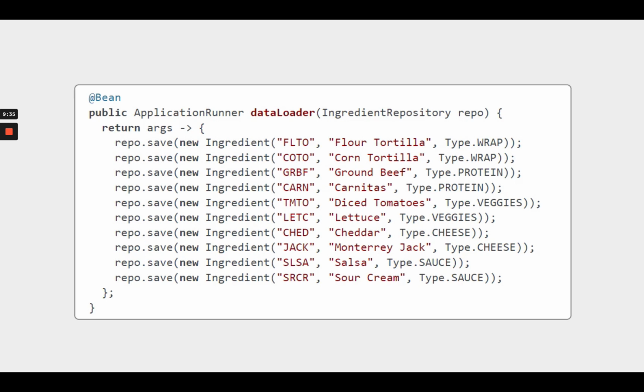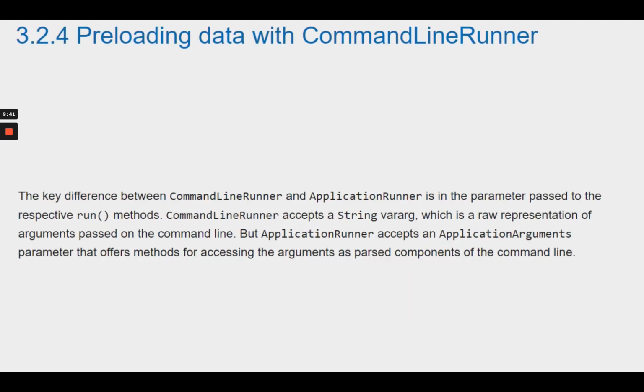Alternatively, we could have defined the data loader bean as a lambda implementation of ApplicationRunner like this. The key difference between CommandLineRunner and ApplicationRunner is in the parameter passed to the respective run methods. CommandLineRunner accepts a String vararg, which is a raw representation of arguments passed on the command line. But ApplicationRunner accepts an ApplicationArguments parameter that offers methods for accessing the arguments as parsed components of the command line.